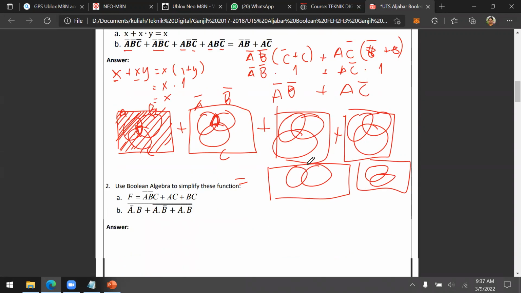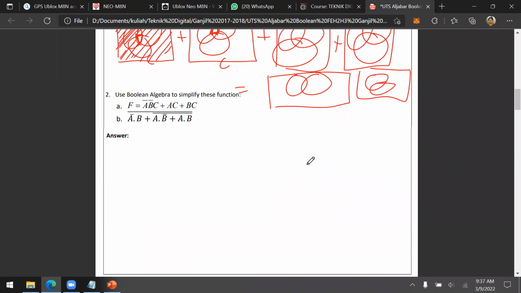Okay. Now, the second question: use Boolean algebra to simplify this function. Now, what should we do? We have the same C in here, so we can take out C. So for A, F is (A naught B naught plus A plus B) times C. Right? Now we're going to simplify this part.